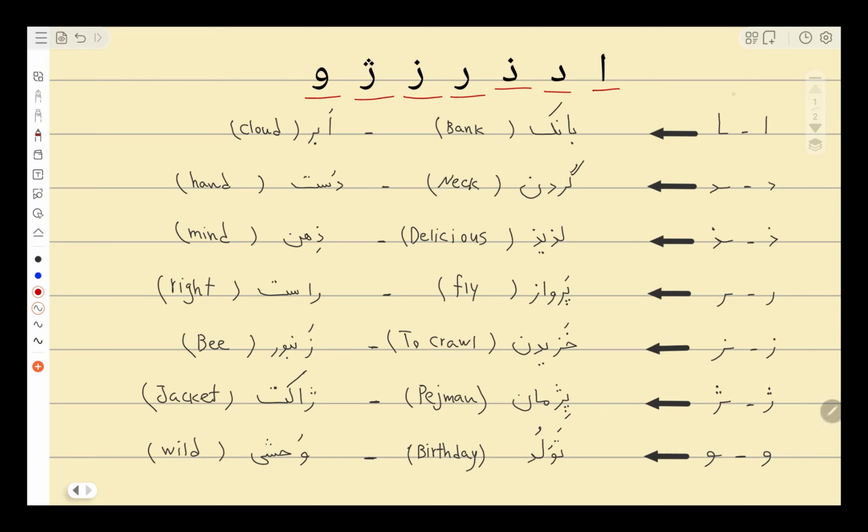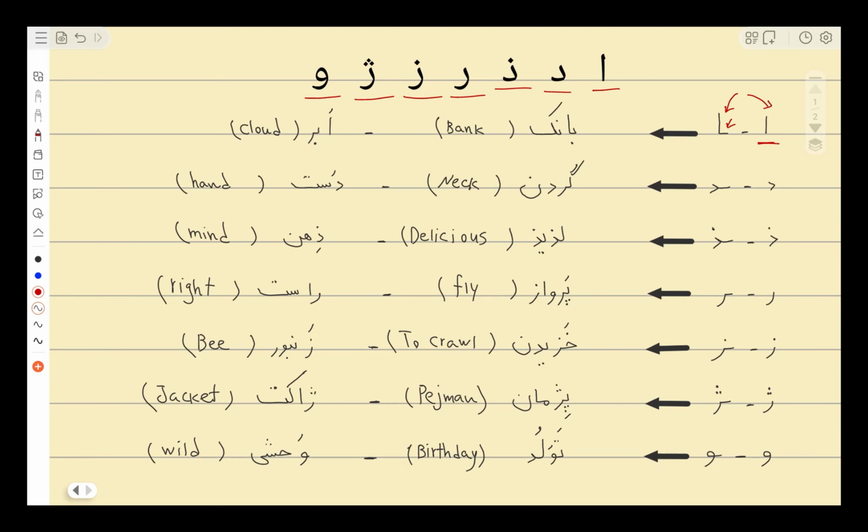So let's check the letter Aleph first. The letter Aleph can have two shapes, the connected version and the normal version. This is the normal version, as you see in the alphabet. But in the connected version, you can see this small line on its right side, which indicates that you can connect the letter Aleph to the letter that comes before it, so on its right side.